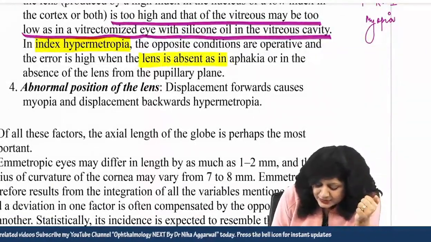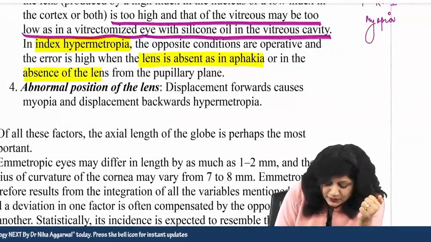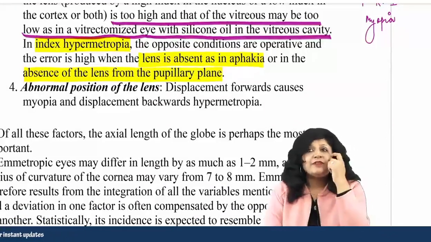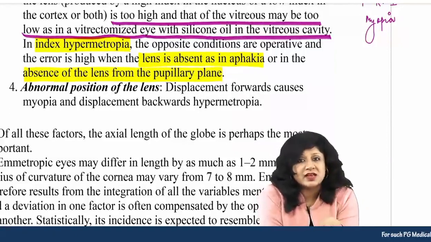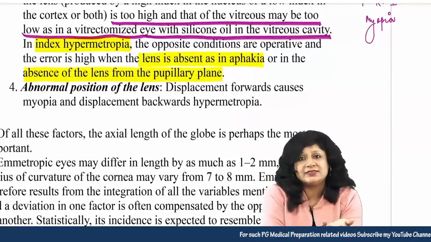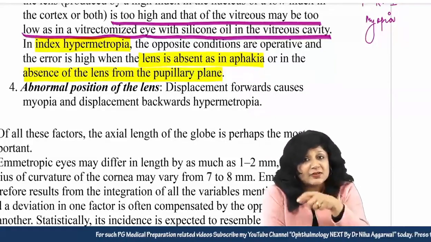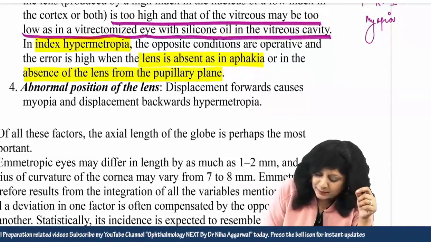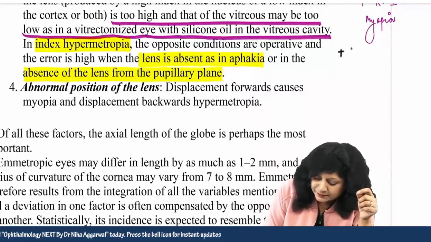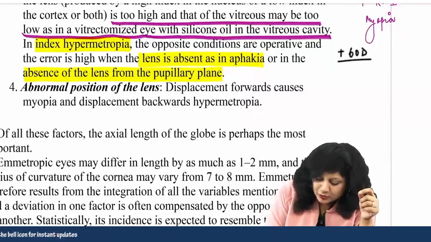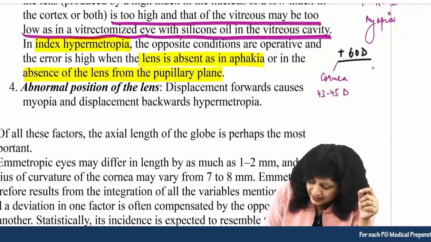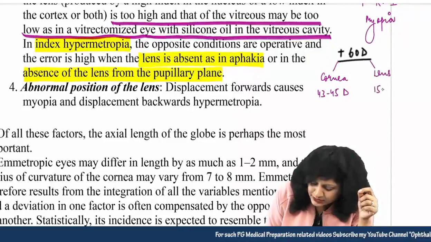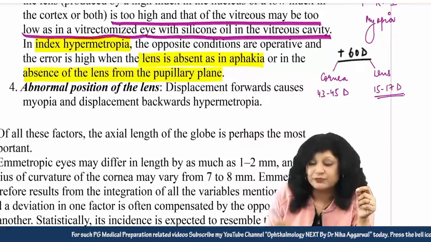So in cases of index hypermetropia, the opposite conditions are operative, and the error is high when the lens is absent, as in cases of aphakia, or absence of the lens from the pupillary plane. Whenever you have fewer refracting surfaces, suppose a patient has aphakia, we do not have the lens. If I do not have the lens, the power will reduce, yes or no? Because what was the total power? The total power is plus 60 diopters. Out of this, the cornea is 43 to 45 diopters, and the lens is 15 to 17 diopters.